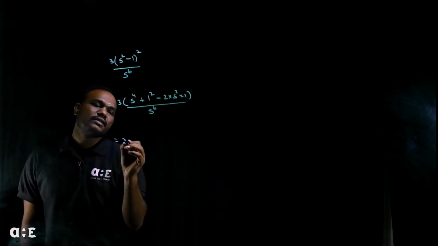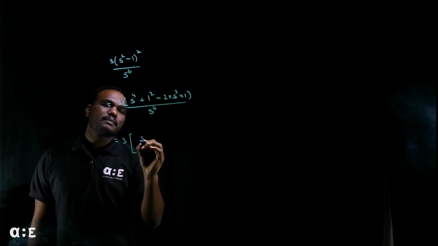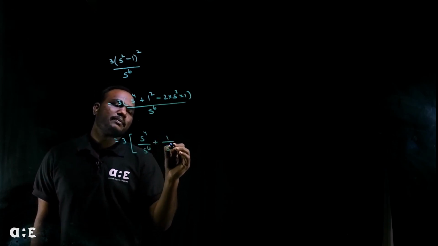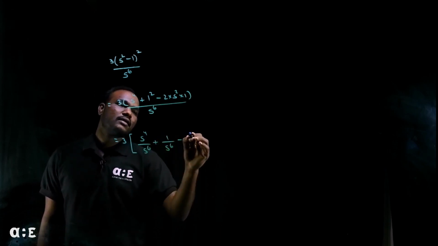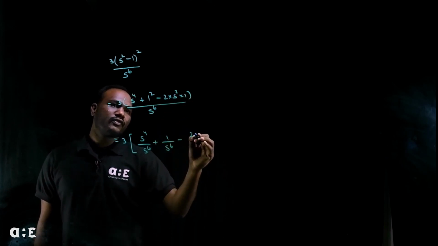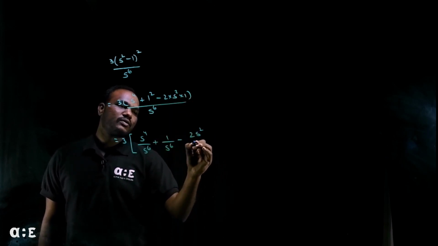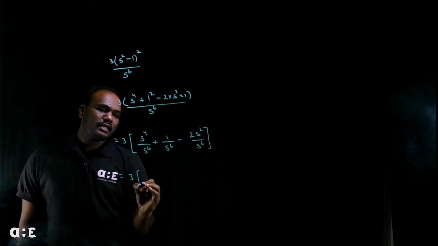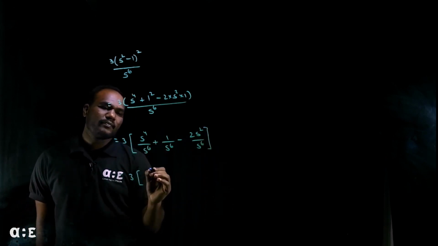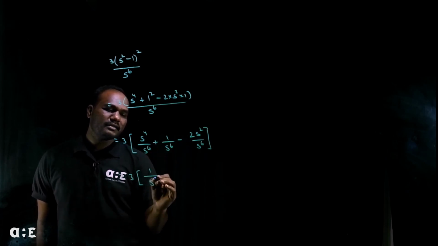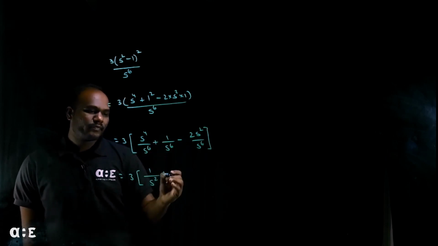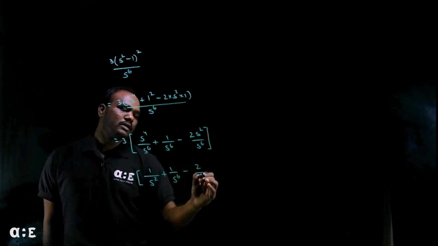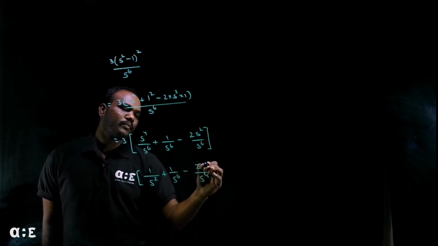How to split? The denominator, just keep it outside. s power 4 upon s power 6 plus 1 over s power 6 minus 2 into s square upon s power 6. So what I'll be left with? And this gets cancelled. 1 over s square plus 1 over s power 6 minus 2 over s power 4.